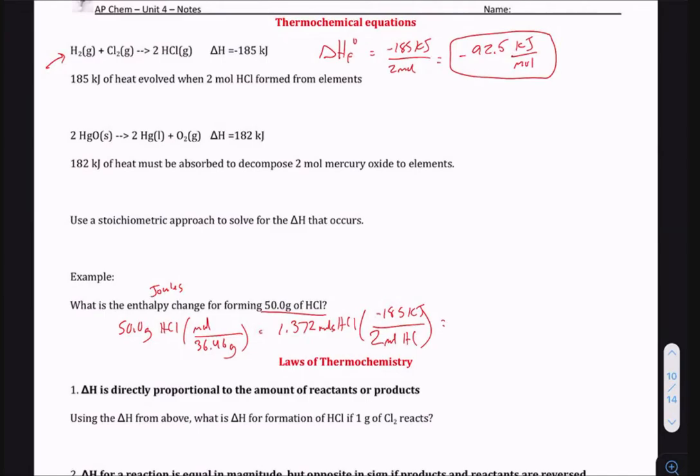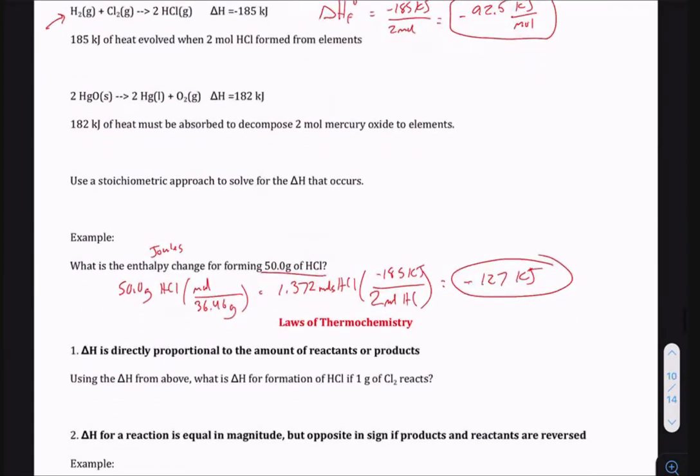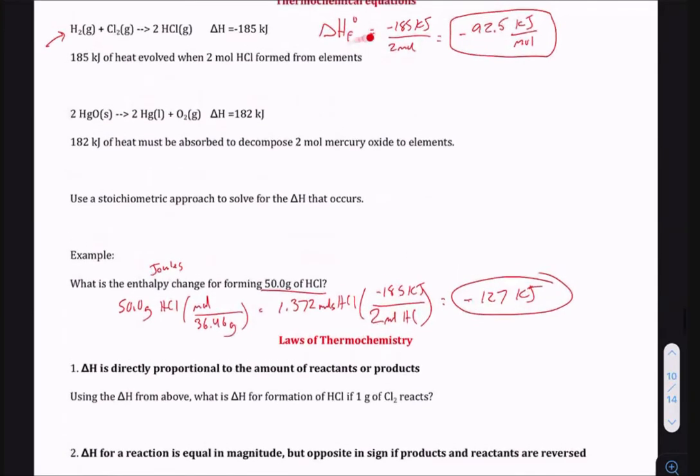So there will be a release of 127 kilojoules. Which makes sense, right? Because the amount in the equation is per 2 moles. You know, we had more than 1 mole, so it's going to be more than 92. All right. So the point of this is to get you used to writing this value from here and using it stoichiometrically. Okay.